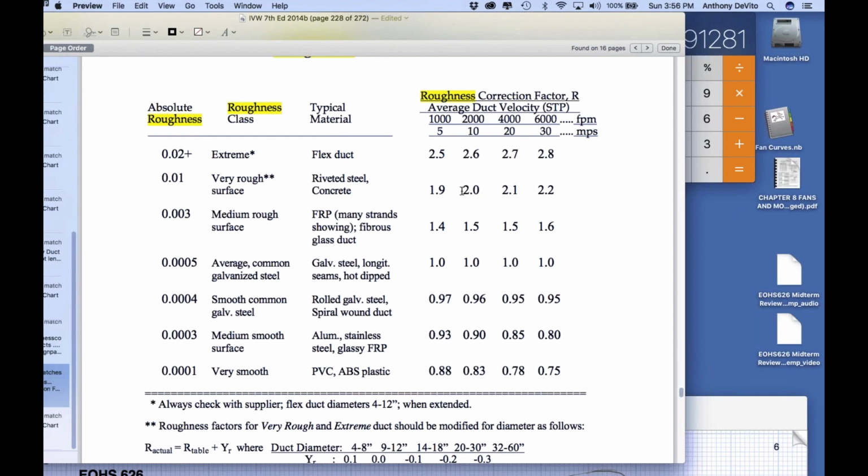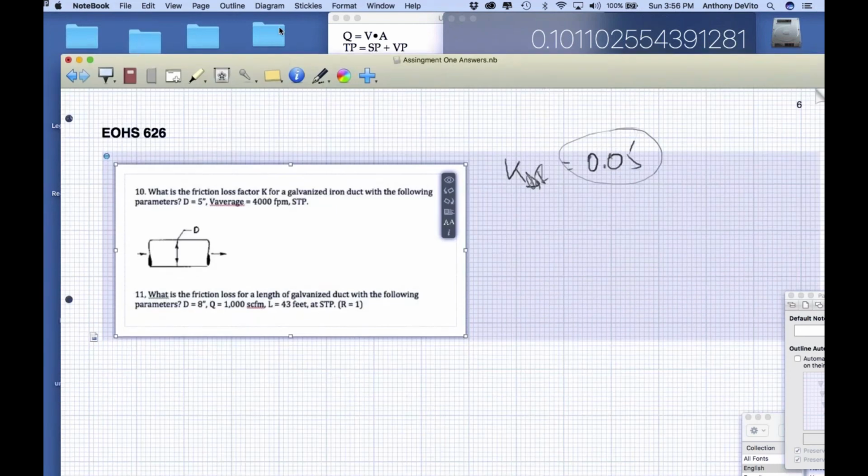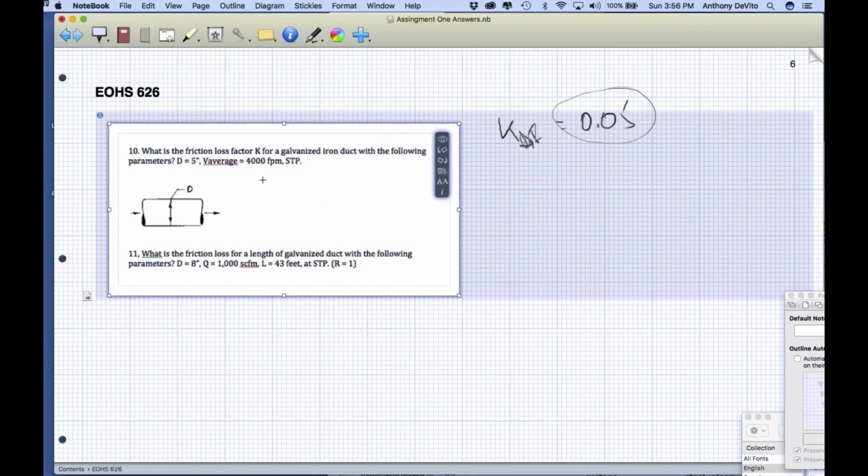So when you multiply it, it literally doubles the static pressure loss because there's so much friction. And the worst of all is flex duct, which greatly increases the static pressure losses. You'd include that K times R, which is 2.5, times your velocity pressure, times the length of the ductwork, times your density correction factor if you're using it. Okay, so that's our roughness correction factor. Let me bring this back up here. So the answer to this first part would be 0.05.